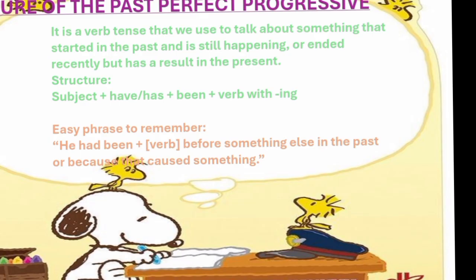The structure of the past perfect progressive. We need to remember the past perfect progressive is a verb tense that we use to talk about something that started in the past and is still happening or ended recently but has a result in the present. The structure is subject plus have or has plus been plus verb with ing. Easy for us to remember. He had been plus verb before something else in the past or because that caused something.